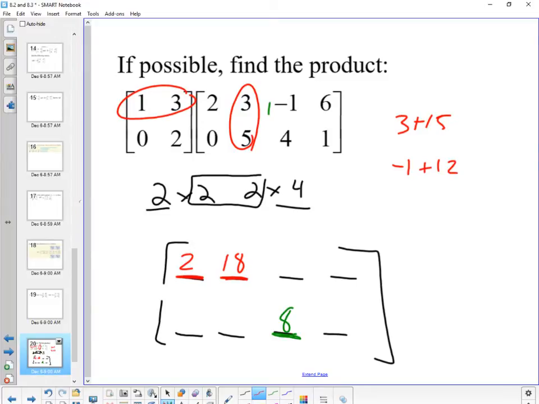If I need to slow down for anybody, let me know. We're doing the next one already, so that's row 1, column 3. We're in row 1, column 3 right now. So 1 times negative 1 is negative 1. 3 times 4 is 12. That gives me 11. That goes here.